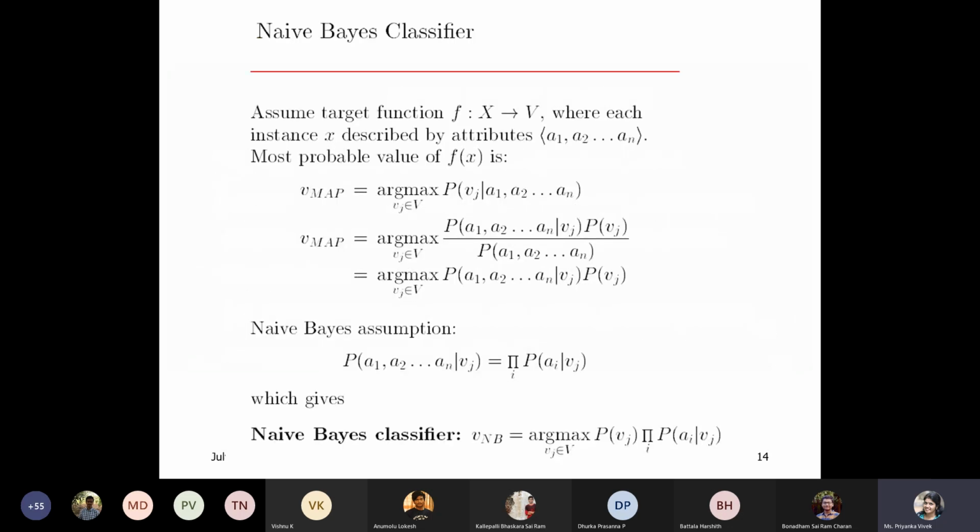So let us see what this classifier is. Just because there is a difference in the notation, you don't have to worry. It is very simple. I am audible, right?